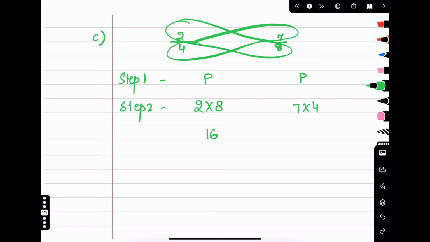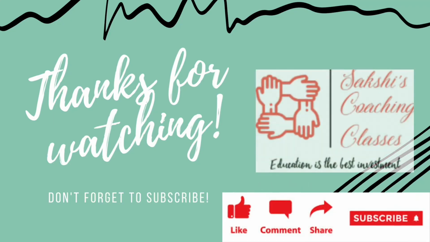2 into 8, 7 into 4. 2 into 8 is 16, 7 into 4 is 28. 28 is greater, that means the right side of the fraction was greater.